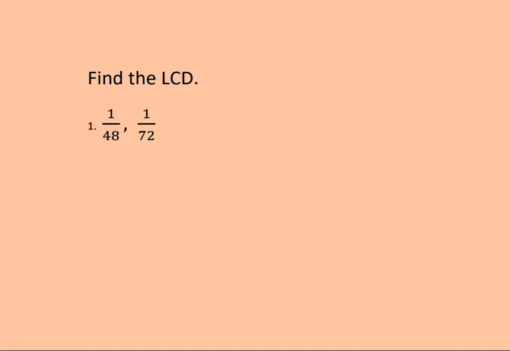When we're dealing with just numbers, the easiest way to find the least common denominator is to list out a few multiples of each number. So a multiple would be when we multiply that number times another number. So if I were going to list out the multiples of 48, I would do 1 times 48, which is 48.